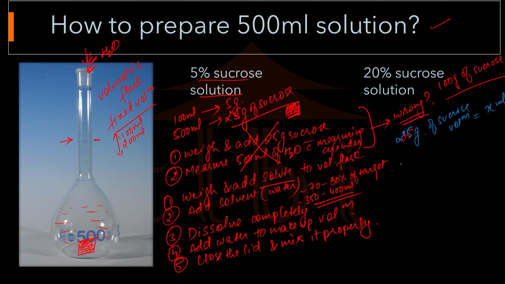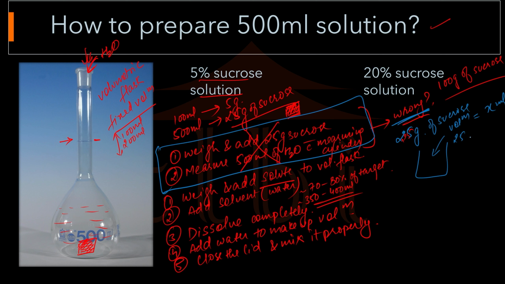So by this method, okay, this one, this is the wrong method. By this wrong method, what will you do? So you have a beaker, okay, and you add 25 gram of sucrose, okay, and then you add how much volume of water? 500 ml, right? But the thing is, this 25 gram of sucrose will also have its own volume, which we are supposing x.